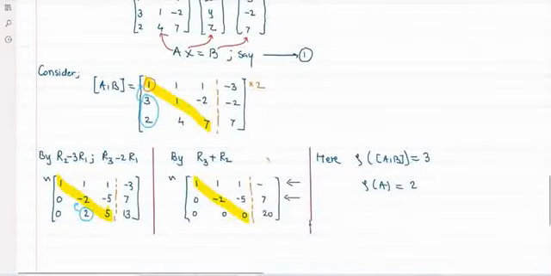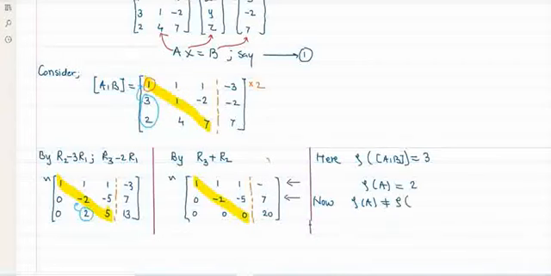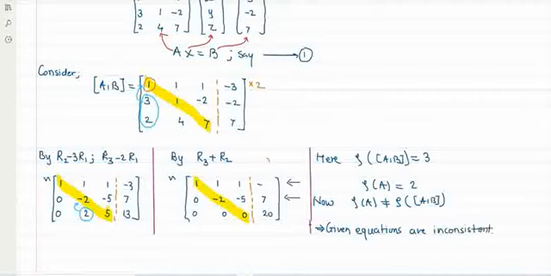Is it clear? Any doubt? No. Rank of A is not equal to rank of the augmented matrix AB. This implies solutions are inconsistent, meaning a solution will not exist. Given equations are inconsistent. That is the final conclusion. That is the end of the example. So you can take down, if you have not written it, write it down.